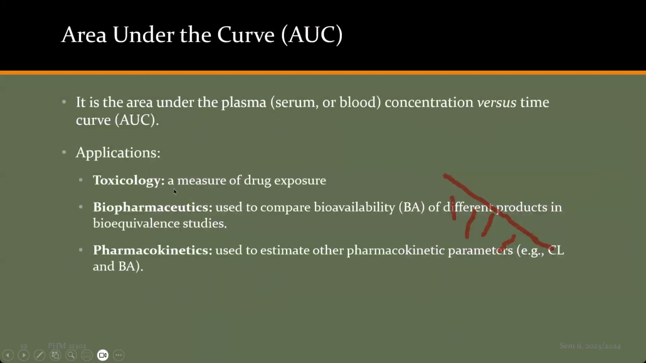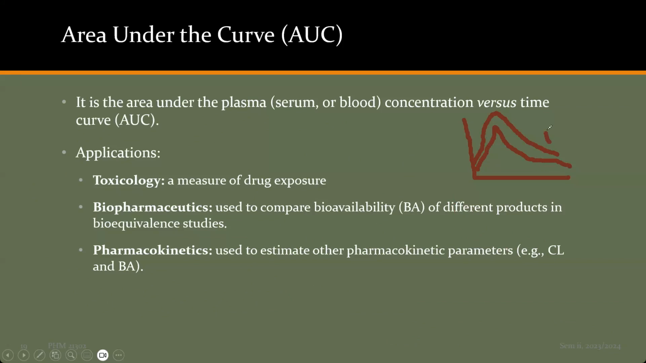So AUC is used in toxicology. It can be a measure of drug exposure. It is used in biopharmaceutics to compare bioavailability of different products. So, for example, you give 2 tablet formulations at different times, and one tablet formulation gave you a curve like this. The other one gave you a curve just like this.